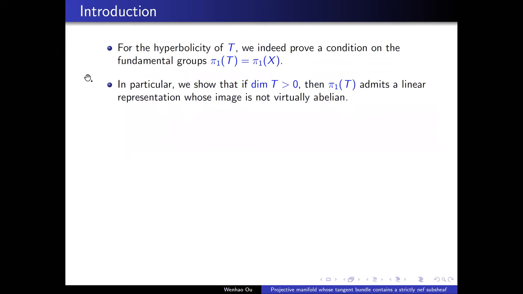For example, this condition already implies that for any entire curve in T, its Zariski closure cannot be the entire T. Indeed, we consider an entire curve and take its Zariski closure, and we still have the same condition on the fundamental group of the Zariski closure, which means the fundamental group has a linear representation whose image is not virtually abelian. Then we obtain a contradiction, because any entire curve in such a variety cannot be Zariski dense. So this kind of representation property we prove, and we conclude the hyperbolicity of T.